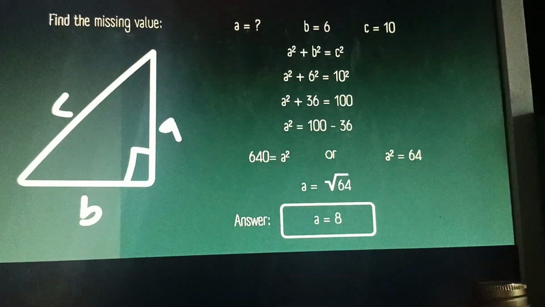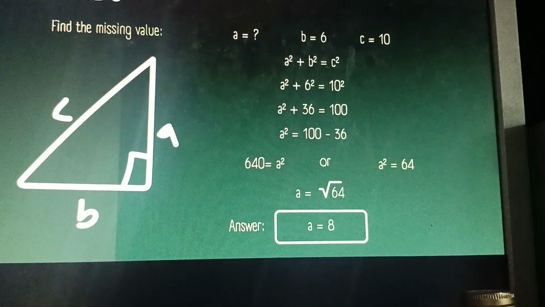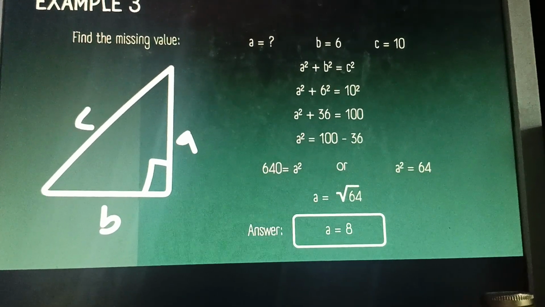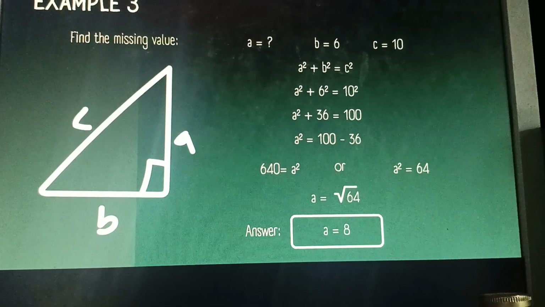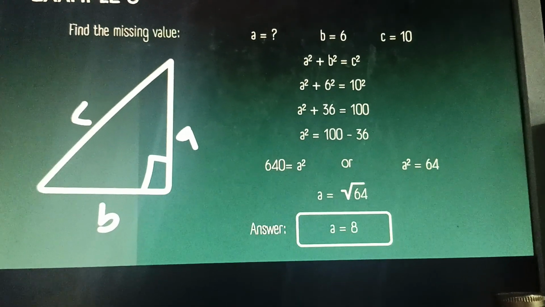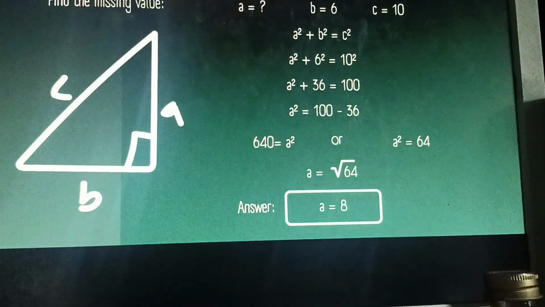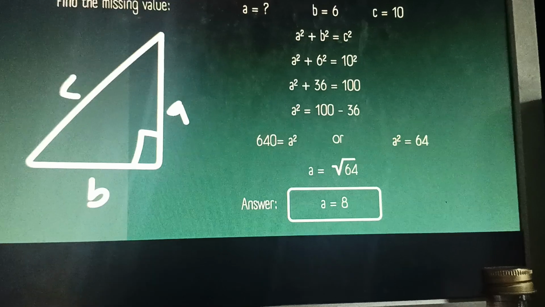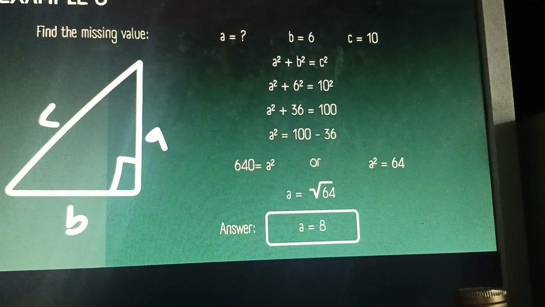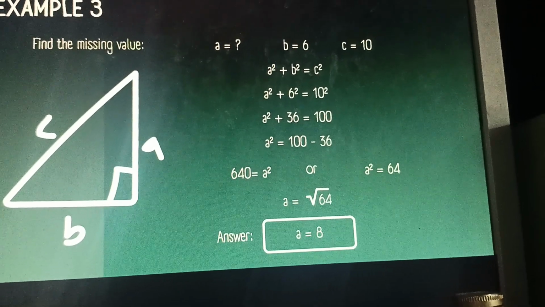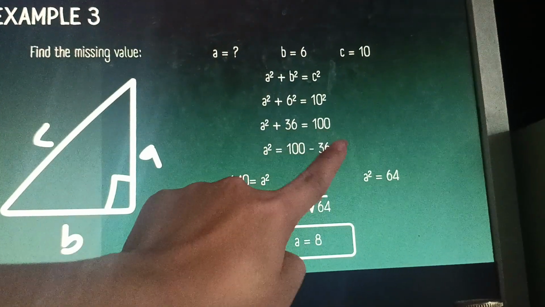Okay, next is example number 3. Find the missing value. The other leg is now the missing, which is a. And the given is b is equal to 6 and c is equal to 10. Let's use the Pythagorean theorem, since this is a right triangle. a squared plus b squared is equal to c squared. So a squared, which is the unknown, plus 6 squared, the b, equals 10 squared, the c. 6 squared is equal to 36, then 10 squared is equal to 100. So a squared plus 36 is equal to 100.